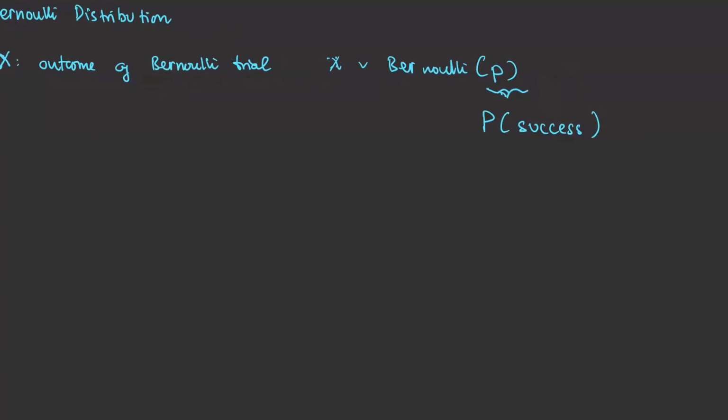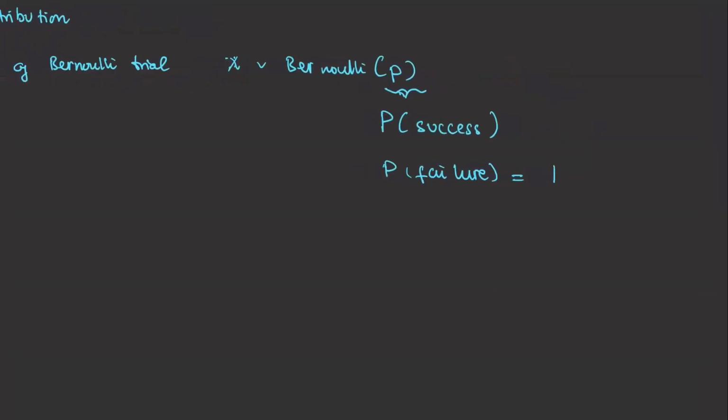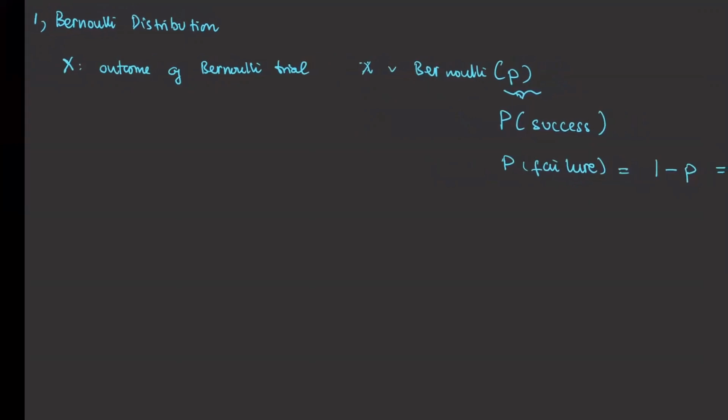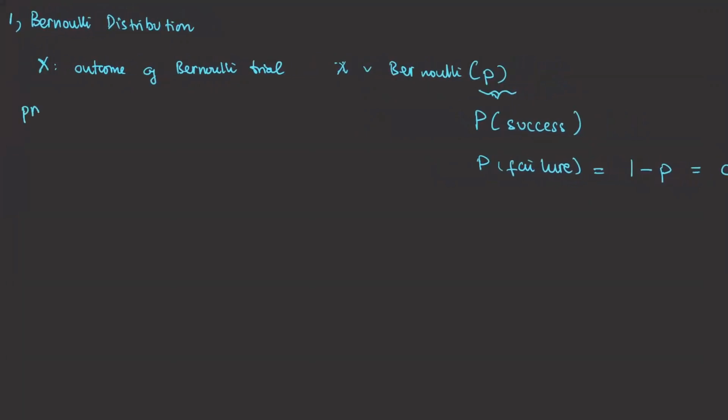And since the experiment only has exactly 2 outcomes, if it is not success, then it has to be failure. Therefore, the probability of failure in a Bernoulli trial can be denoted as 1 minus P, and we often call this Q. Okay. So the probability mass function for a Bernoulli distribution is as follows.